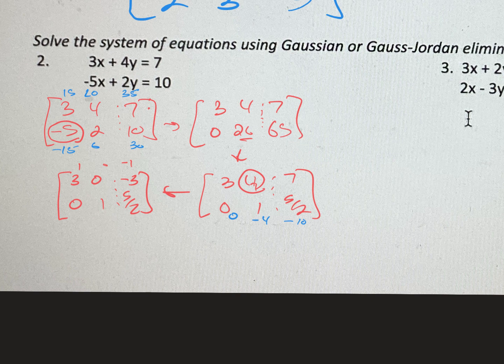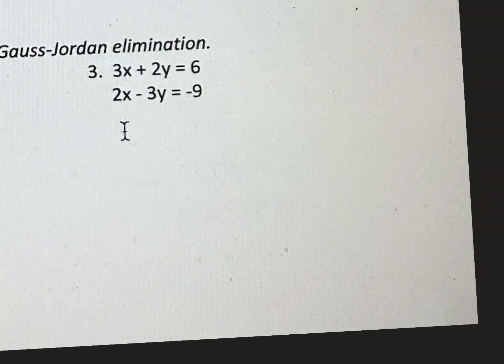So my X answer is -1. Sorry about that. My X answer is -1. My Y answer is 5 halves. All there is to it. Let's do one more of those.